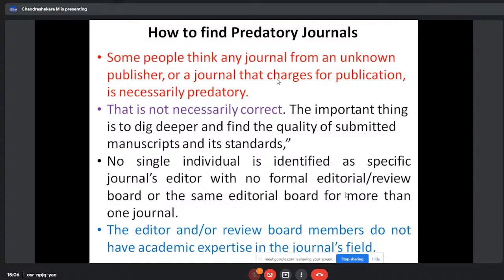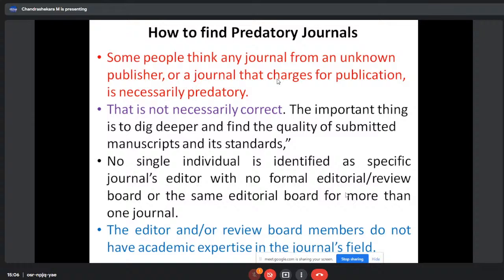No single individual is identified as a specific journal's editor, with no formal editorial review board, or the same editorial board for more than one journal. So this is what you have to observe. The editor and/or the review board members do not have academic expertise in the journal's field. Many times you know that, no?